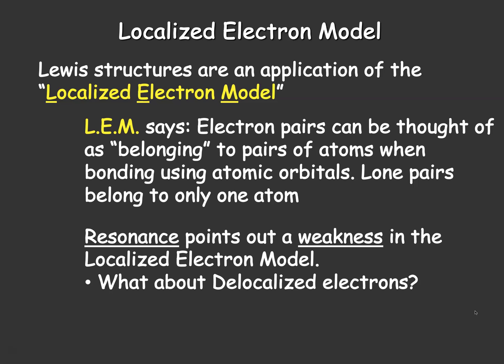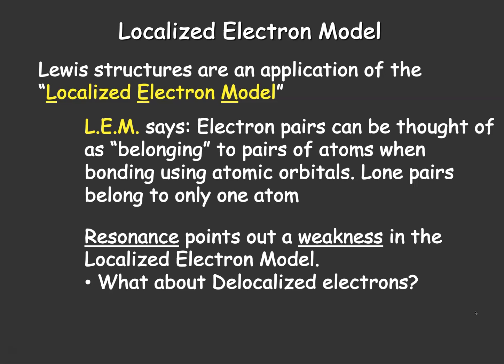The problem with this model is resonance points out a weakness because, as we saw, there were double bonds moving around. Well, those movable electrons that are jumping and kind of free-flowing throughout the molecule, they're called delocalized electrons. They have no home. They're a bum. So they're able to move around and jump between bonds, between different atoms, hence resonance.